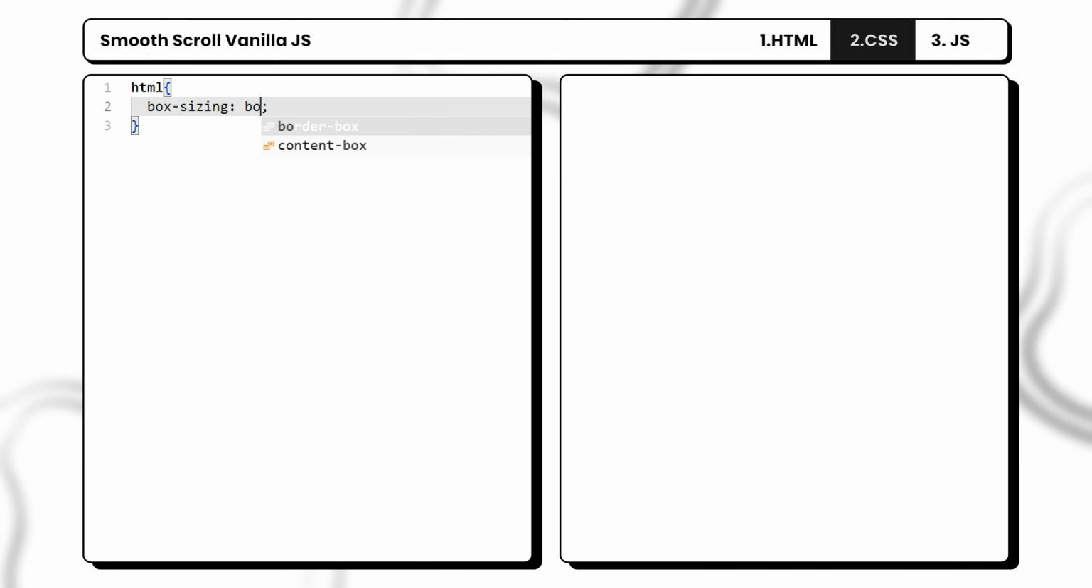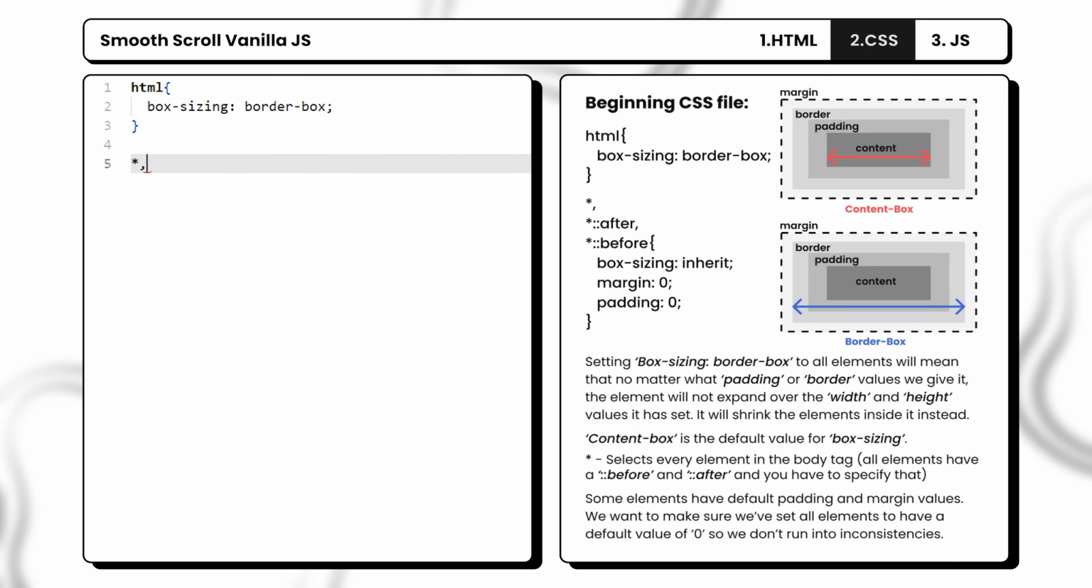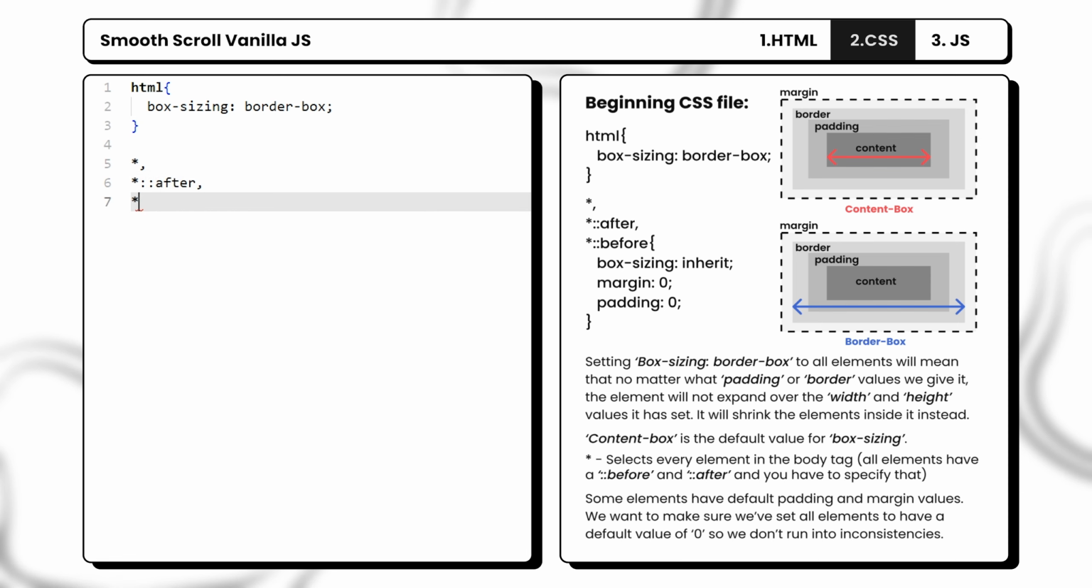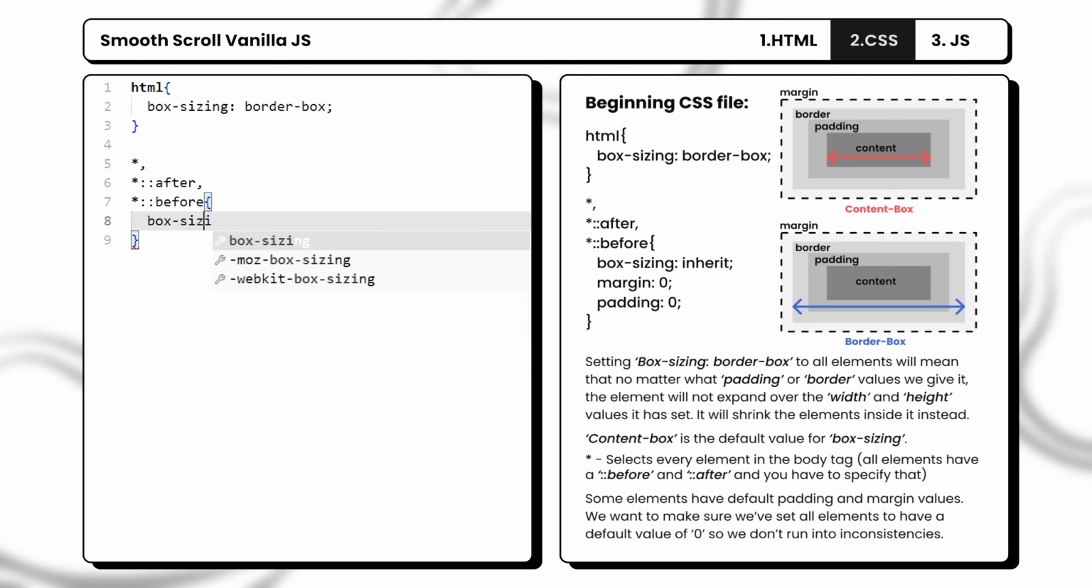We start off by adding box-sizing border-box to the HTML, and then using the asterisk symbol and the before and after pseudo-elements, which selects everything, we do a box-sizing of inherit, margin of 0 and padding of 0.